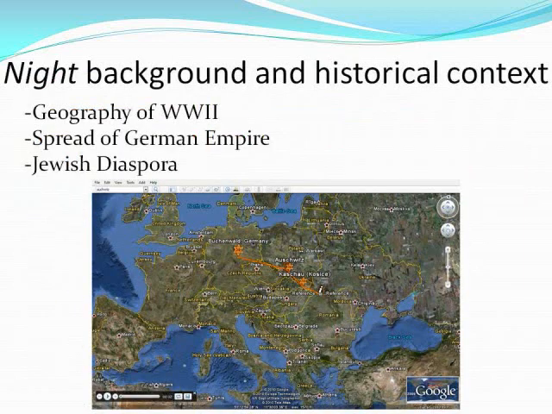The first activity that I did with Google Lit Trips, Google Earth, and the Night lesson taught about the geography of World War II and the spread of the German Empire and also the Jewish diaspora. This set the stage with a little bit of historical context.